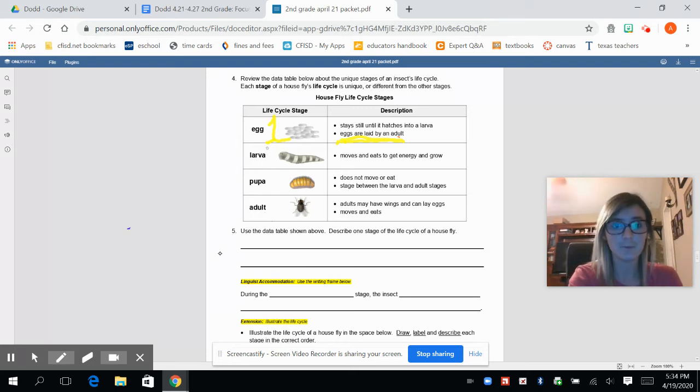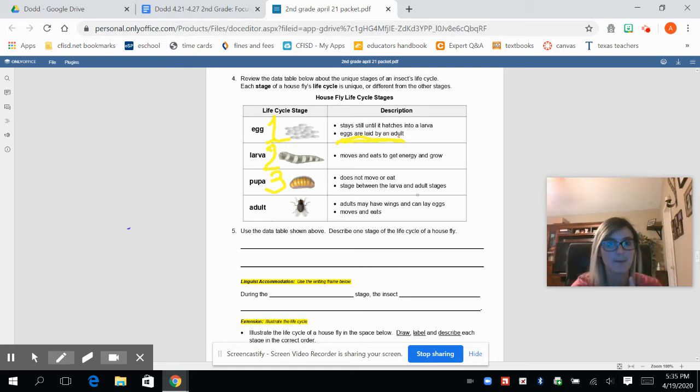So then we move to step 2 in our life cycle, and that's the larva. Remember, the larva can move around and eat and keeps growing, and it eats a ton of food so it can grow, so it can get ready for stage 3, because that's when it needs to have all that food inside of it so it can go through its next change. Because the pupa, stage 3, does not move and doesn't eat. The stage between the larva and the adult stages.